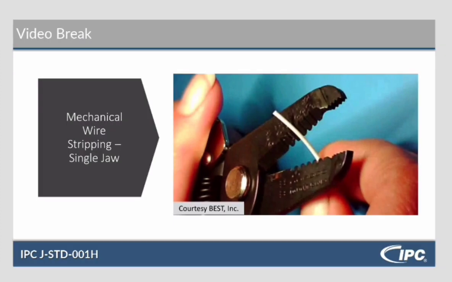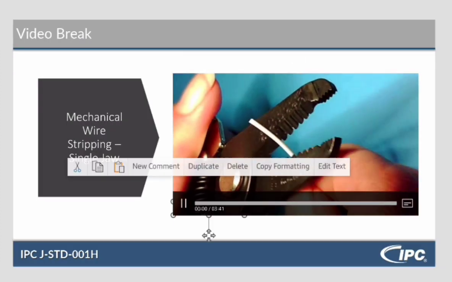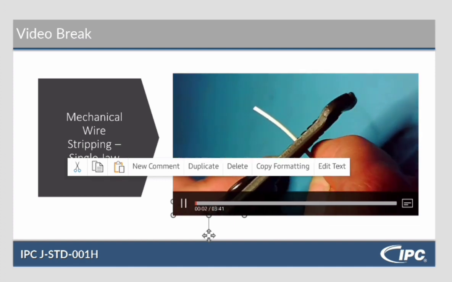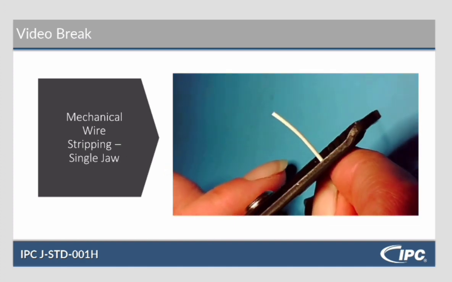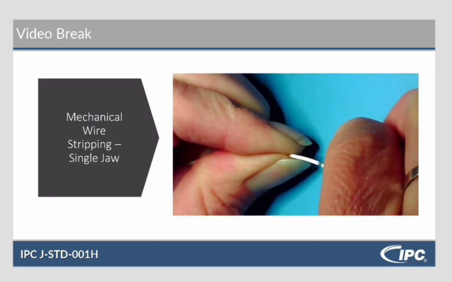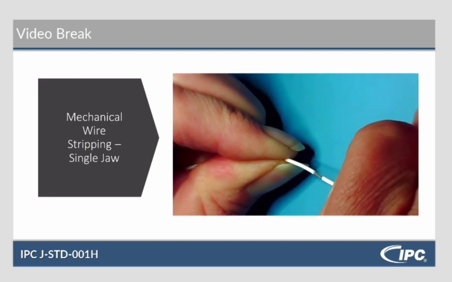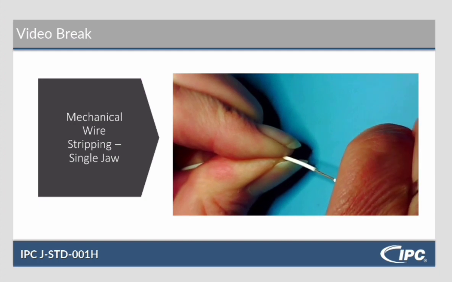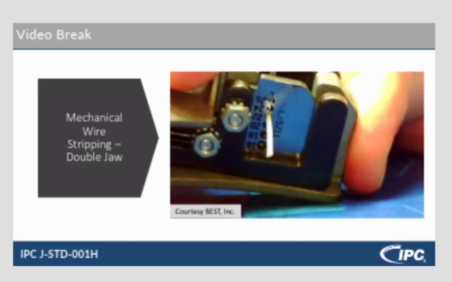So this is a single jaw mechanical stripper. You will hear me refer to these as alligator strippers. You do have some of these in your toolbox. I do not recommend them myself because it's really easy to nick your wire doing that. What we have is the double jawed strippers, which is what I recommend.